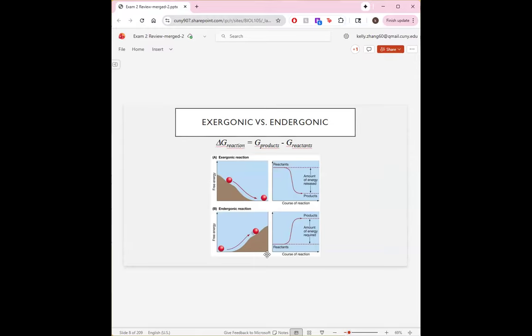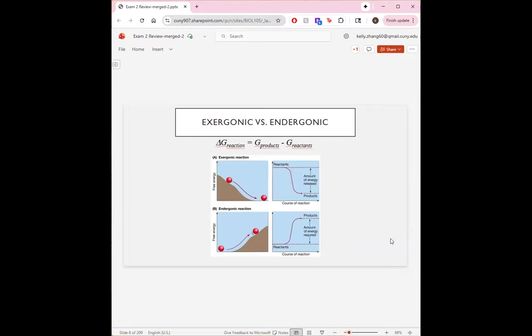Then we have endergonic reactions. This is exergonic, this is endergonic. Endergonic reactions are reactions that consume free energy, meaning delta G, the change in free energy, is going to be positive. These are anabolic reactions, and free energy and small molecules are used to produce a larger, more complex molecule.